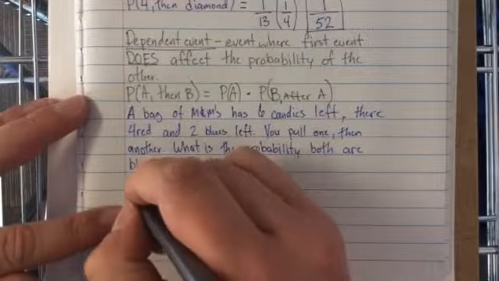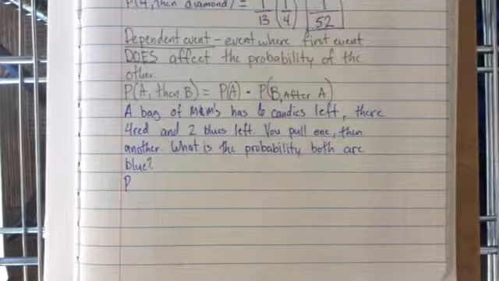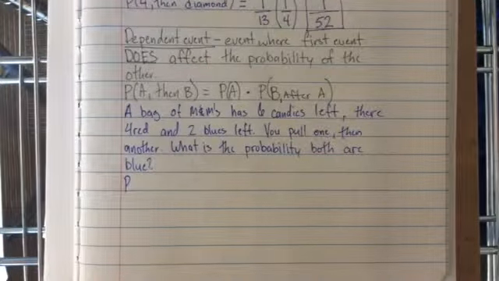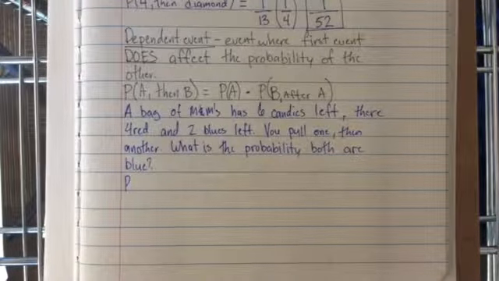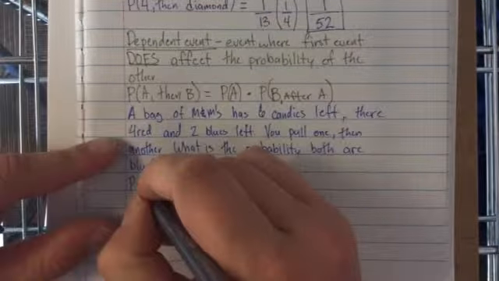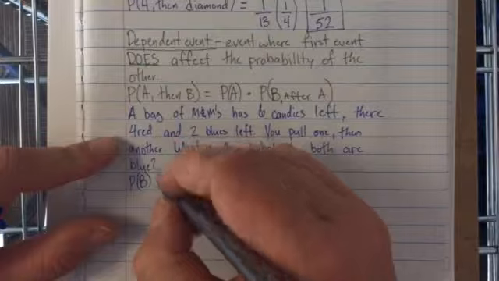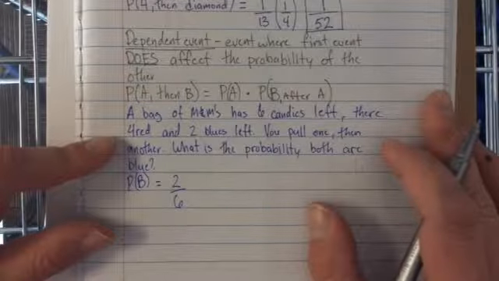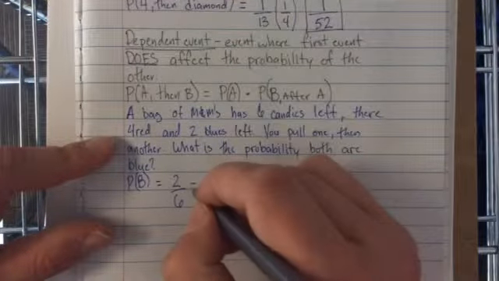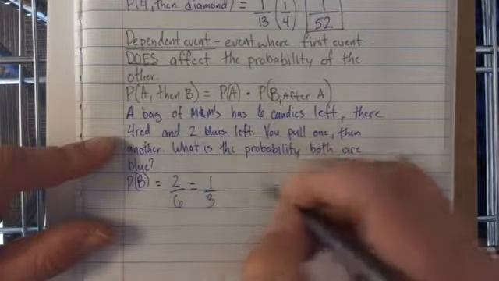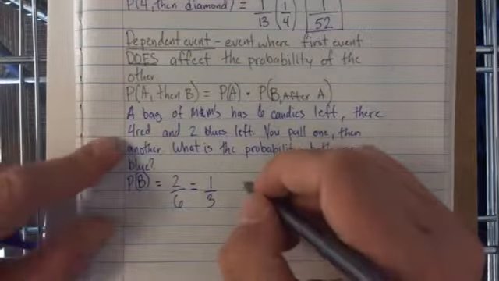So the first thing we want to look at, once we get that written down, is what the probability of the first one being blue is. I've heard 1/6 and 2/6. What are we thinking? It's 2/6 because we have 2 blues. So the probability of the first one being blue is equal to 2/6. And we can simplify that to 1/3.